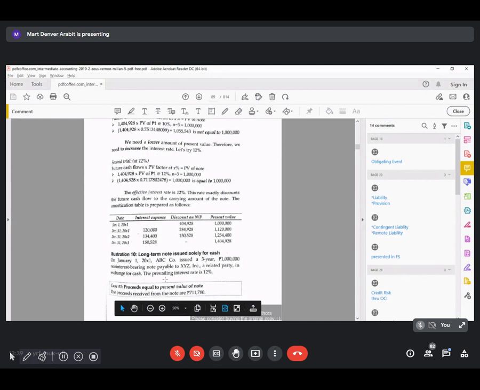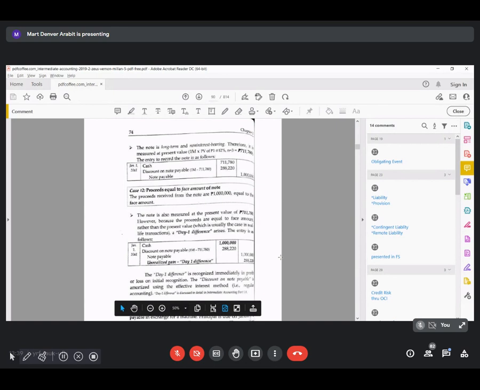So in this case, cash, wala namang fair value ang cash kasi it's always measured at face value. So that is considered to be the present value of the note. So the proceeds received from the note is 711,780. Then that is also the present value of the note. Okay, so kung makikita natin, cash at 711,000 and the difference between the face value and the cash consideration, yun yung magiging discount.